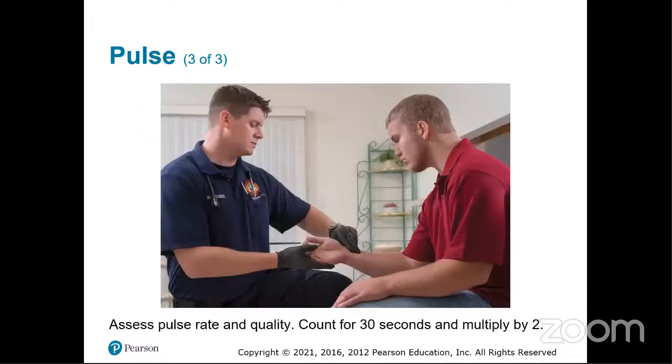So the pulse, we take it by assessing it, counting it for 30 seconds and multiplying it by 2. I will tell you this, a lot of people, especially the longer you do this, a lot of us take it for 10 seconds and multiply it by 6. For the national, stick to that 30 and then multiply it by 2.